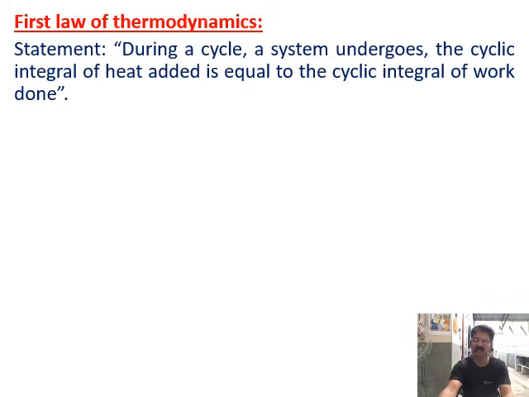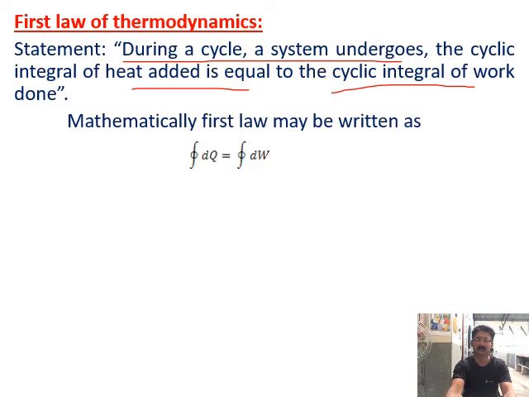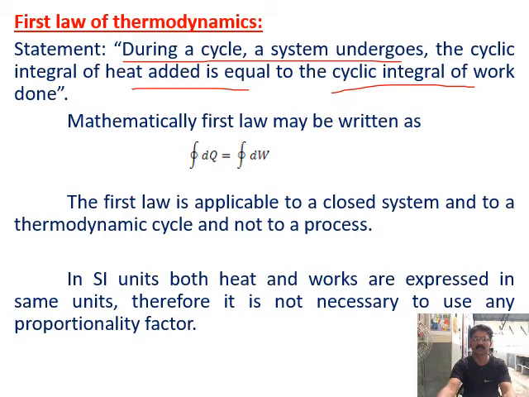That is what Joule did in his previous experiment. Every time, after doing some external paddle wheel work on the system and making its temperature rise, he removed that heat and brought the system back to its initial state. That means it completes one cycle. So here also the statement says that only for a cycle is the heat added equal to the work done. That means the cyclic integral of heat is equal to the cyclic integral of work. Mathematically you can express it like this: cyclic integral of dq is equal to cyclic integral of dw. The first law is applicable to a closed system and to a thermodynamic cycle and not to a process.